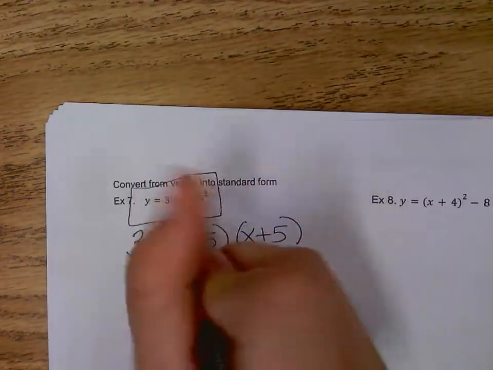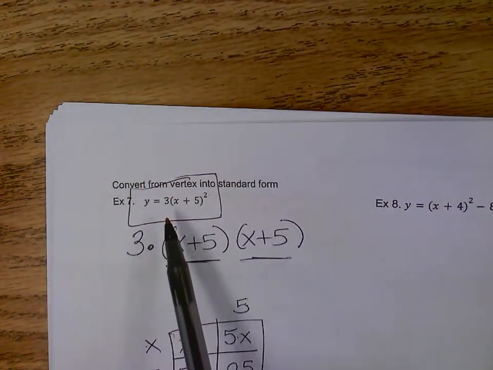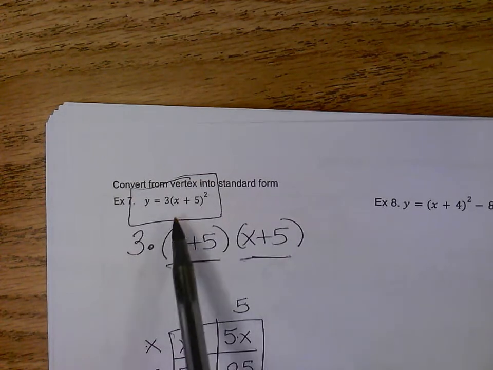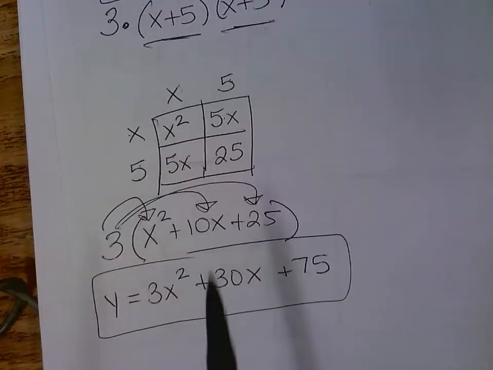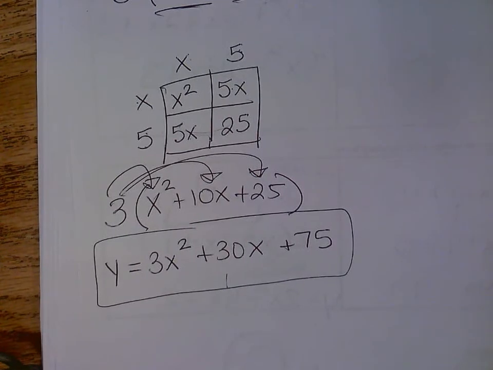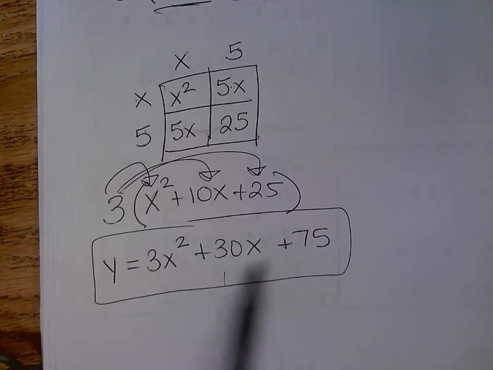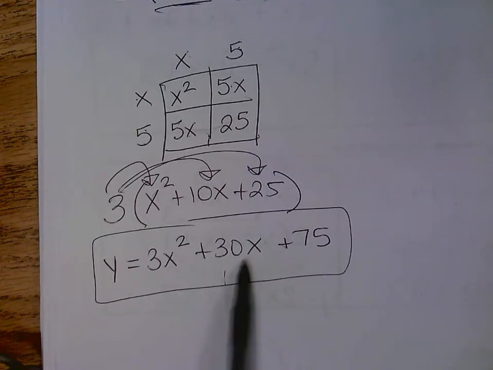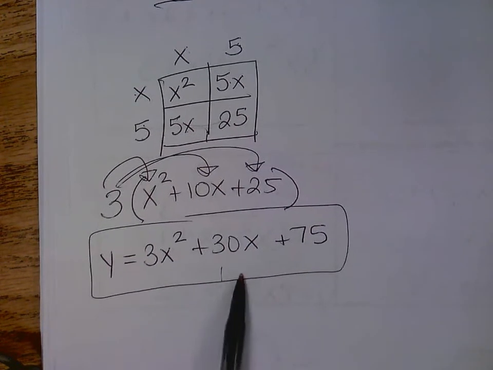And this started out in vertex form. It'd be so nice if everything was just in vertex form, so easy to graph. But sometimes you're given an equation that is not in vertex form. So you have to have another strategy because I can't tell where my vertex is. Do I go left or right or up or down? I can't tell from this format.